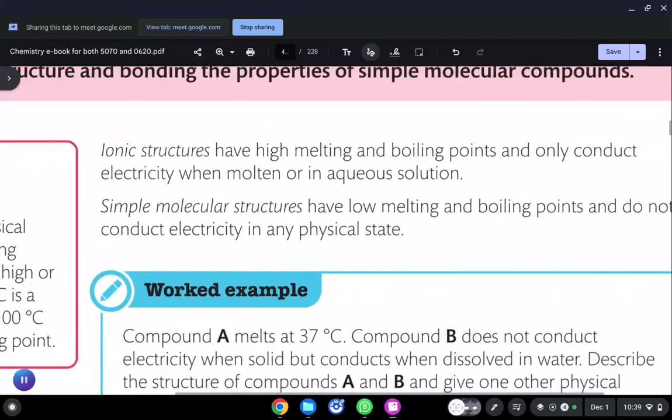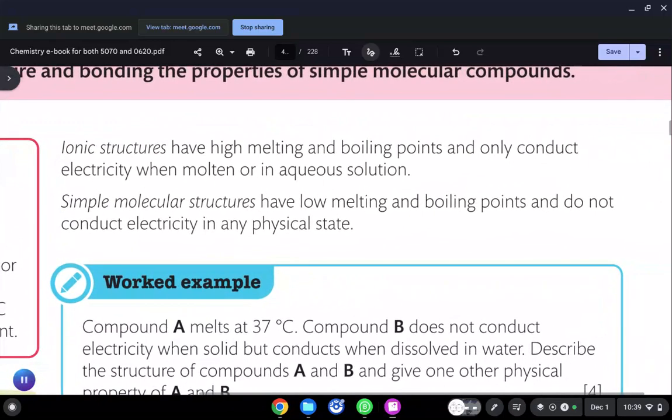So we know that ionic structures have high melting and boiling points. Why? And they only conduct electricity when molten or in aqueous solution. This is actually the information. It is knowledge. We will see why the melting and boiling points are high, and why ionic compounds conduct electricity when they are molten. It means in melted form, or in aqueous solution means it's soluble in water, when dissolved in water.